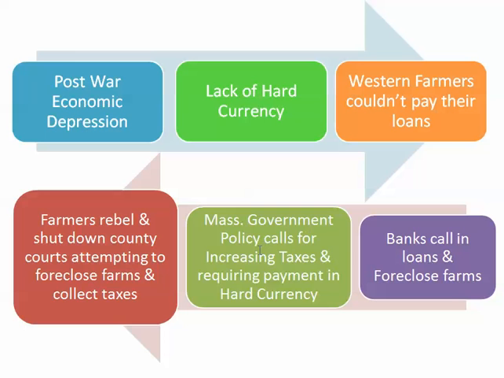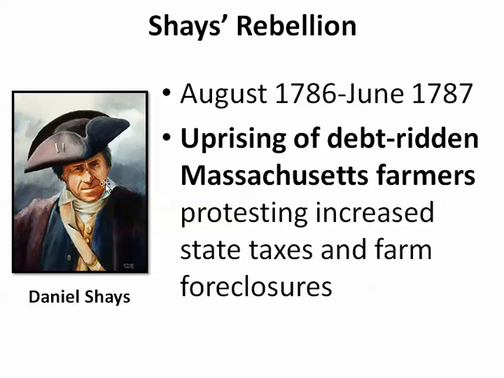And then the Massachusetts government calls for increasing taxes and requiring payment in hard currency, and then these farmers, who are former Revolutionary War soldiers, are going to rebel and shut down county courts so they won't be able to collect these taxes or foreclose on their farms. So they're attempting to do this. These farmers are led by Captain Daniel Shays, and they're not trying to take over Massachusetts, just trying to make some changes.